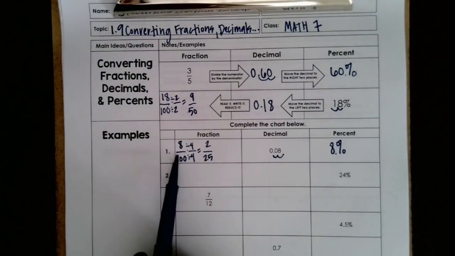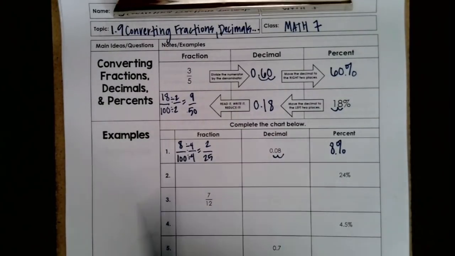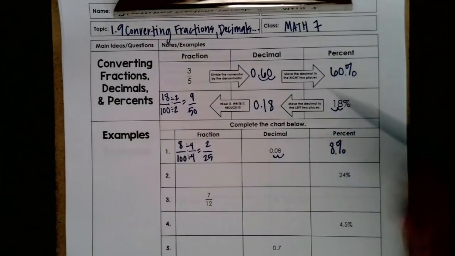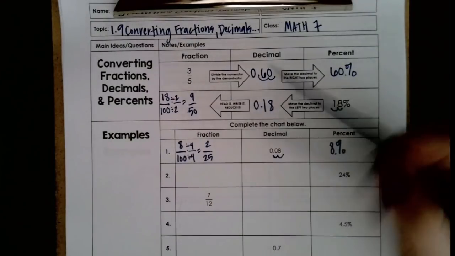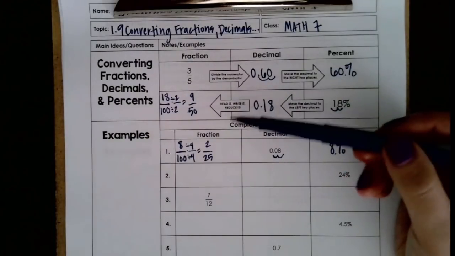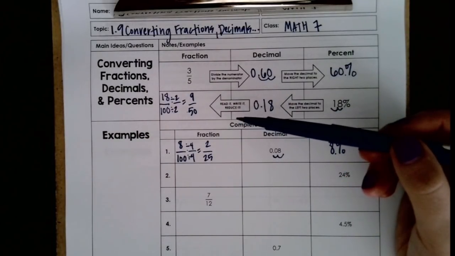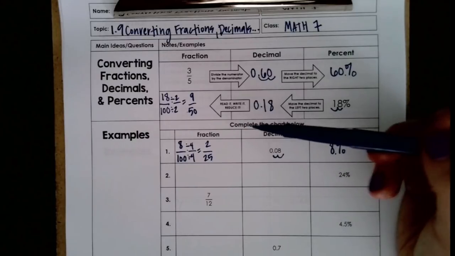Now if you divided this by 2, that's okay. You'll just have to do one extra step to simplify. So remember, when you're moving from a decimal to a fraction, you need to read it, write it out the way you read it, and then reduce it or simplify it.